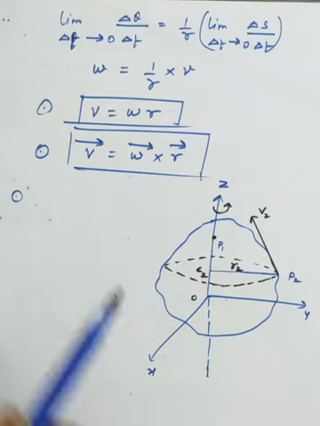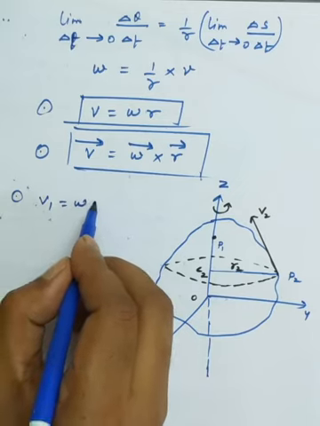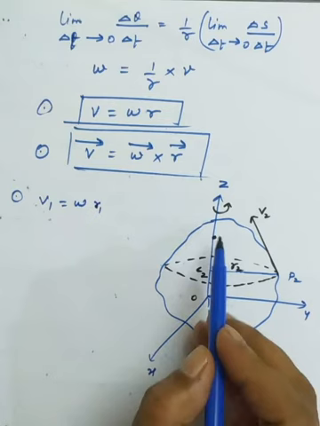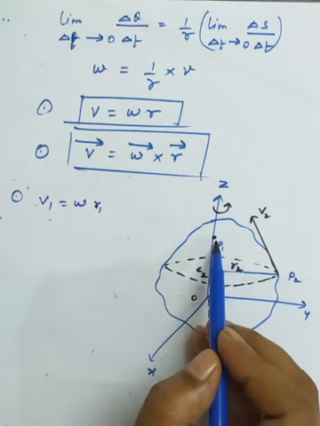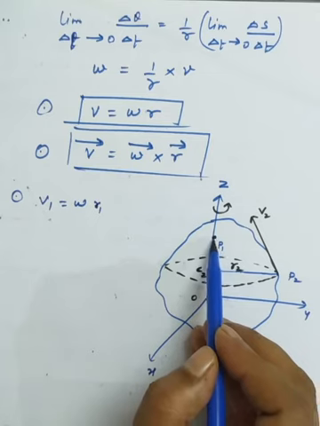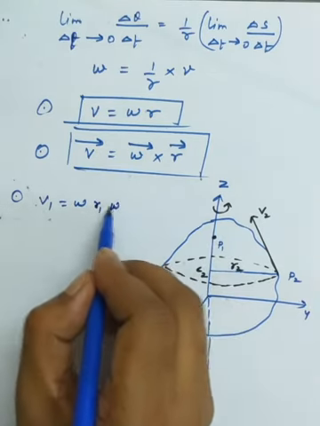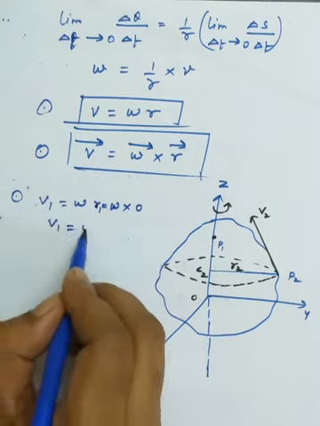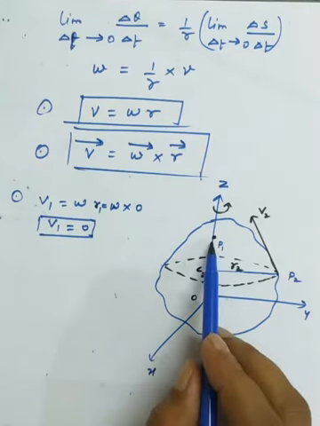We use the simplest formula, v1 is equal to omega into r1. We can easily see that r1 is 0, it does not perform any kind of horizontal circle. So we can easily write omega into 0, that is 0. So the particle lying on the axis has 0 linear velocity.